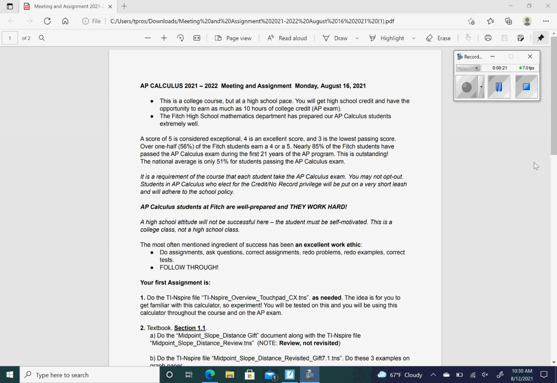First off, I do want to point out that this is a college class, but it's taught at a high school pace. You will get high school credit for this and a chance to get college credit depending on how you do on the AP exam. I also want to point out that the AP exam is a requirement of the course. And if you're not familiar with how AP exams are scored, a score of 5 is the highest you can get and it's considered exceptional, 4 is an excellent score, and 3 is the lowest passing score.